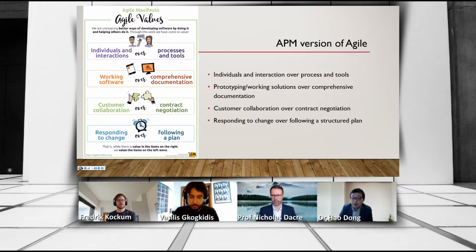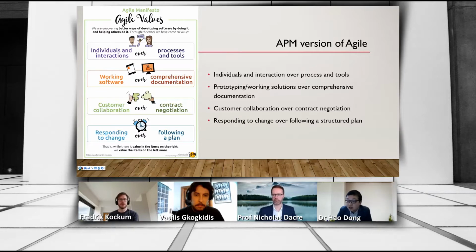So again, let's look at the four main values from the Agile manifesto. On the left are the original four values announced in the manifesto, which are first, individuals and interactions over process and tools, focusing on working software over comprehensive documentation, valuing customer collaboration over contract negotiation, and focusing on responding to change over following a set plan. As you can sense, this is quite software related.